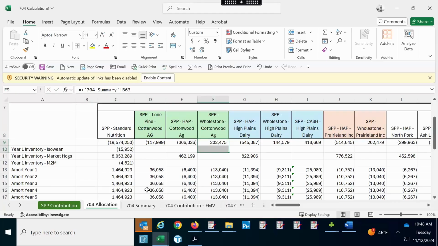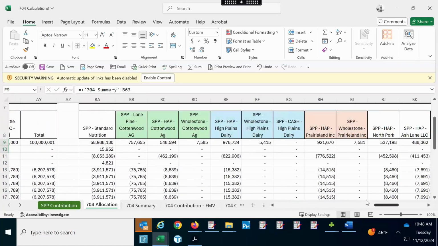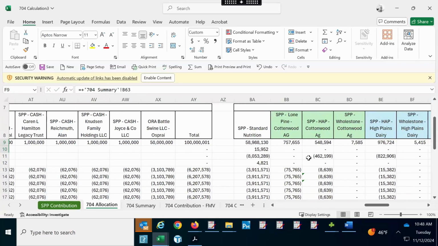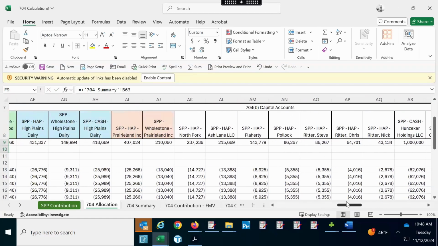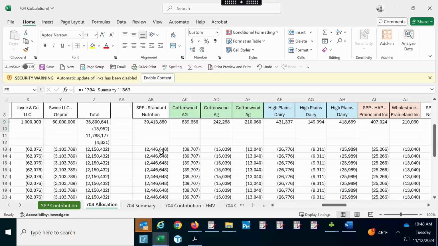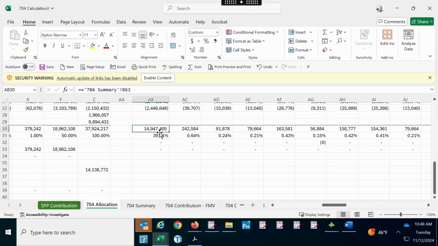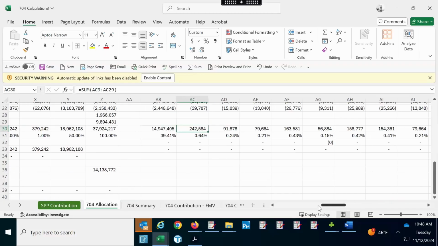I know that my 704B ending point is 14 million bucks. I know that's my target. I now have something to aim at. And I know my ending capital account is 242. I have something to aim at.